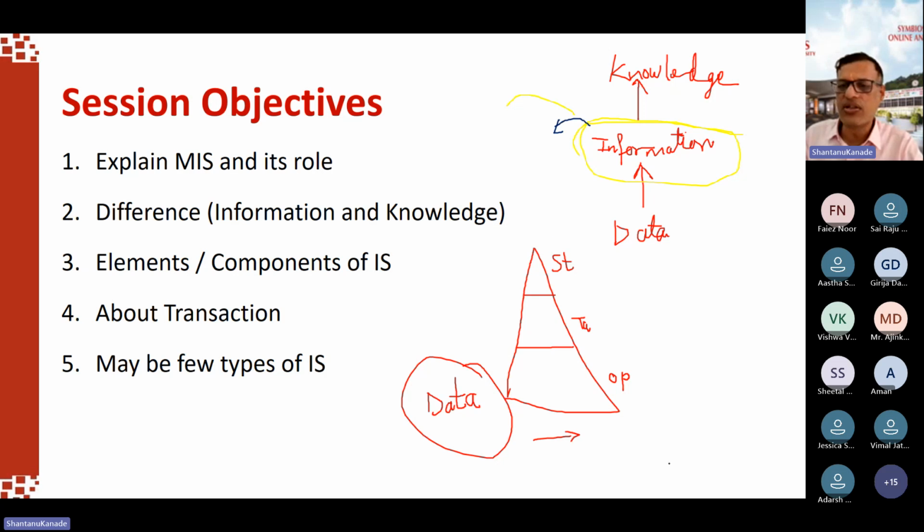Now, your whole management information system is based on these data, information, and knowledge. If you understood these things, automatically the remaining things will become easy.